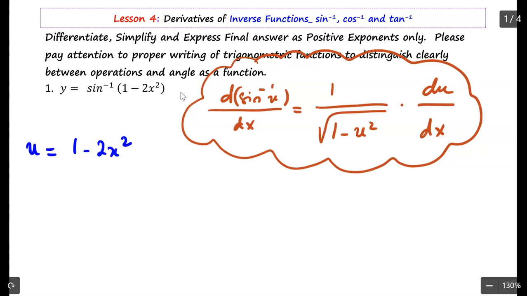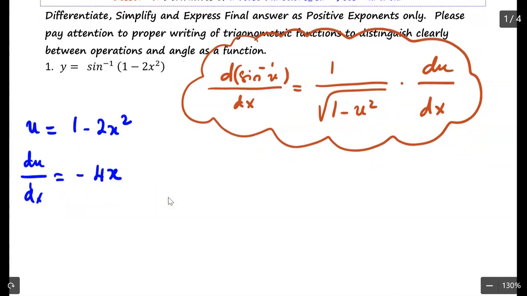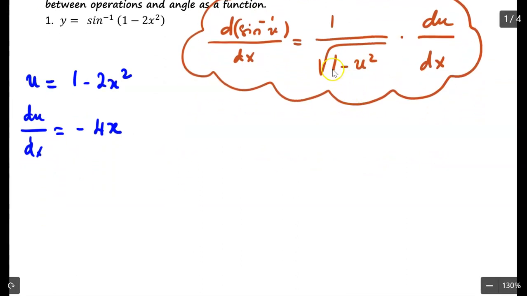Immediately after this, I will take the derivative of u as a function of x. So the derivative of 1 will be 0. The derivative of negative 2x squared will give me negative 4x. And it's a good idea to find u squared as well, because you have to take 1 and subtract u squared. So I have u squared equal to 1 minus 2x squared, all of it to the exponent 2.